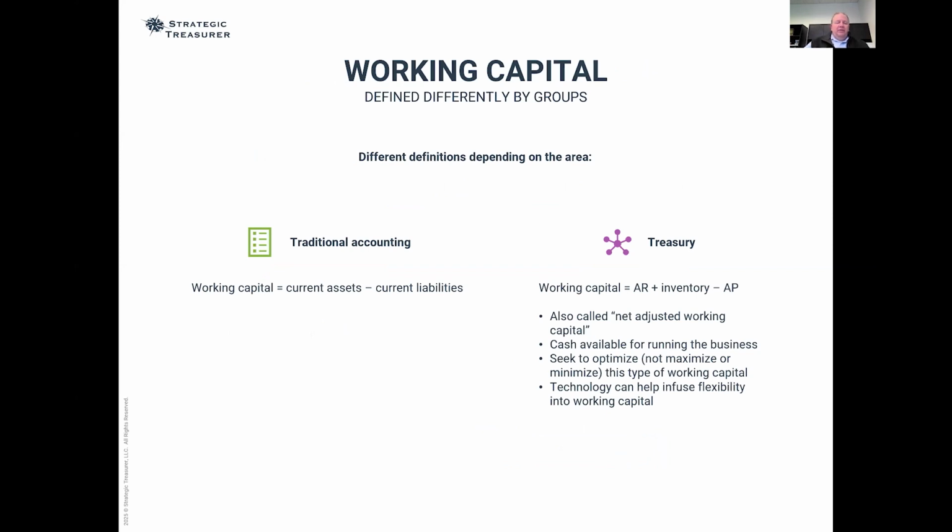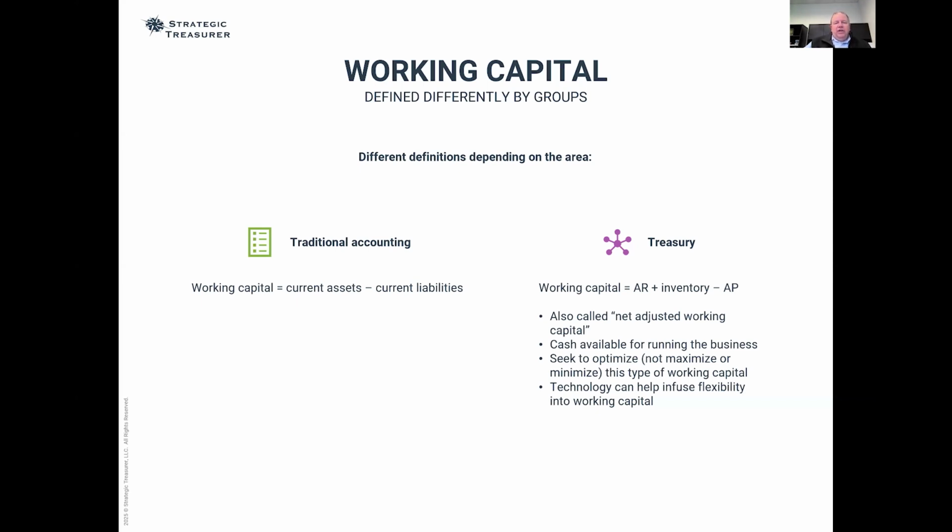All right, so working capital is defined differently by different groups, and let's think about that. So this is two definitions. If I asked you the question, do you want more working capital or less? You might say more or less, depending on what you're thinking. Or if you're thinking of both, holding those two ideas in your head, you might say it depends. So let me get to why it depends.